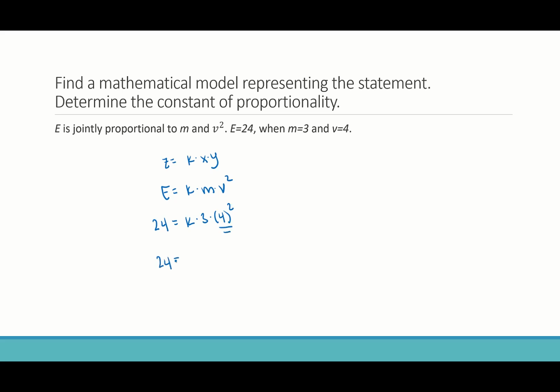So we just want to clean up this right-hand side so we can figure out the value of k. 4 squared is 16. And then 3 times 16 is 48. So we have 48 times k. But I want to know what k is, so I'm going to divide both sides by 48. And it turns out that 24 over 48 is 1/2. 24 is half of 48. So k, our constant of proportionality, will be 1/2. That's part 1. Part 2 is we're going to write the model. We're going to say E equals 1/2 times m times v squared, and that would be my mathematical model given this information. So far, so good.